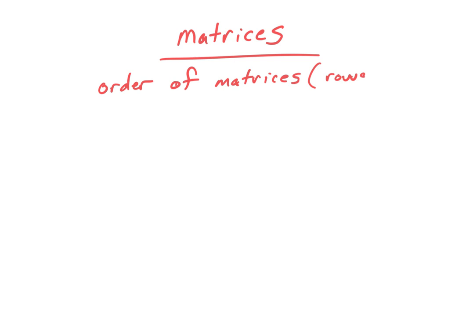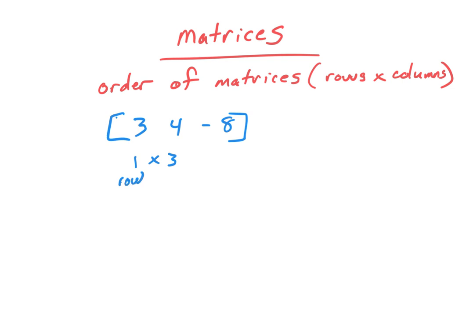And when we name a matrix by its size, we always say rows times columns. List rows first. How many rows is it across? And then columns are up and down. And it's a big deal because if I had something like this, we would call this a 1x3 matrix. It has one row across and it has 3 columns up and down.